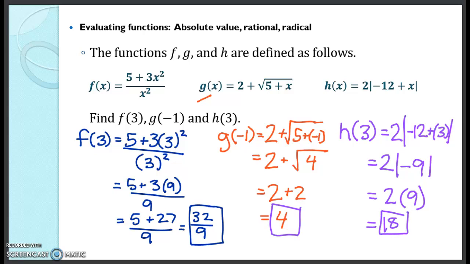Oops, I forgot to circle or box my answer. So there is evaluating functions, absolute value, rational, and radical.